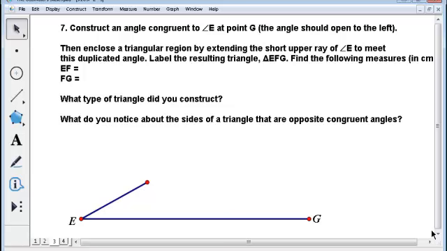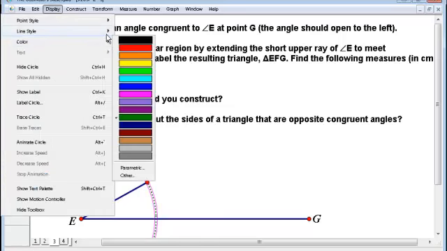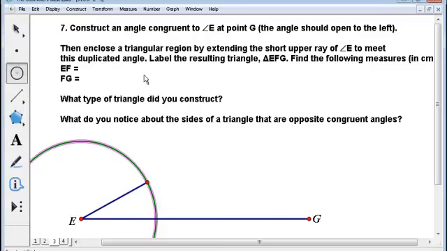Okay, so let's talk about the first one. If we try to follow these instructions and construct an angle that's congruent to angle E at point G, what we would do is go back to the second construction that we did, which was duplicating an angle. The way that you duplicate an angle is you construct an arc that passes through both sides of an angle. So anytime we construct an arc, we're just going to do a full circle. And so I'm going to change this back to a solid line. So here's our first arc. It intersects our angle here and here. I'll go ahead and label those points. So those are your 2 intersections.